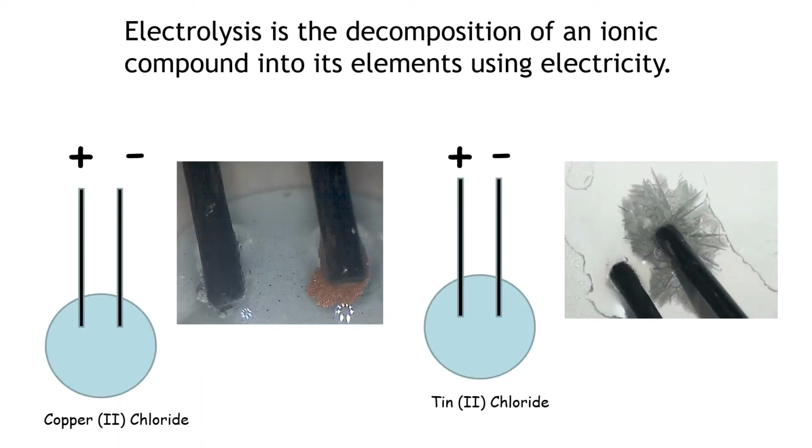The definition of electrolysis is the decomposition, i.e. breakup, of an ionic compound into its elements using electricity. The word electro obviously means electricity, the word lysis means to break up. We're going to use copper chloride and tin chloride as examples. These aren't the most reactive metals, but they are simple to do for the examples we're going to look at.